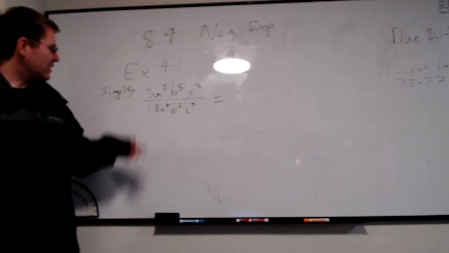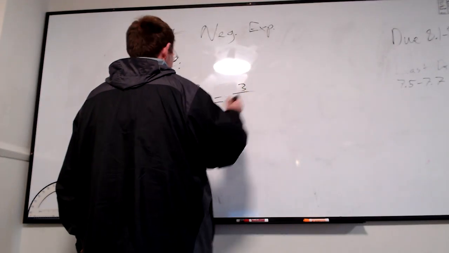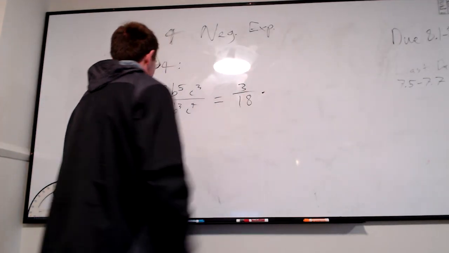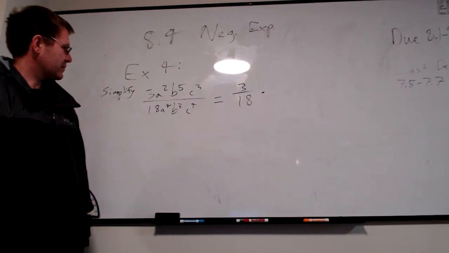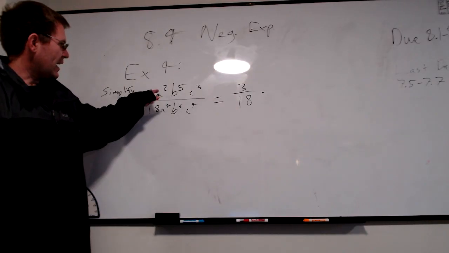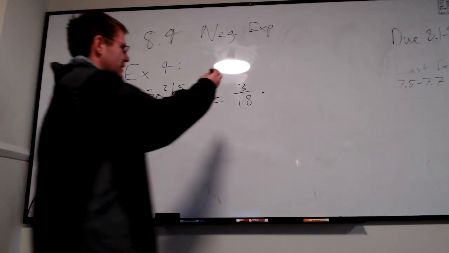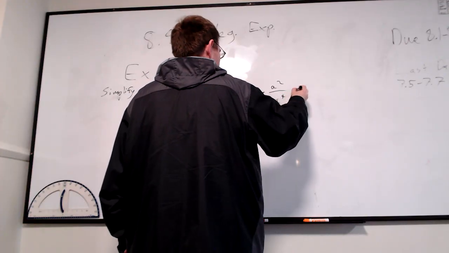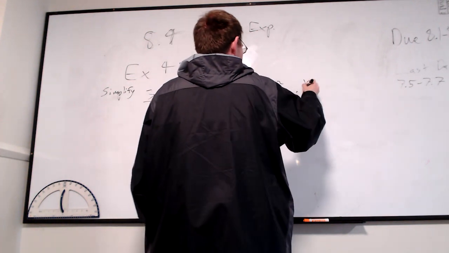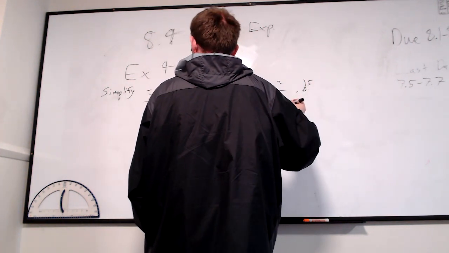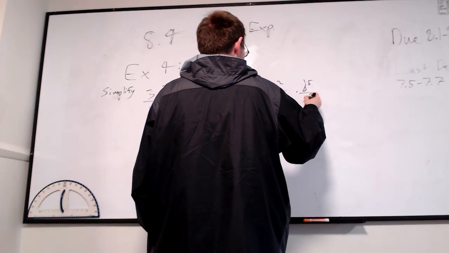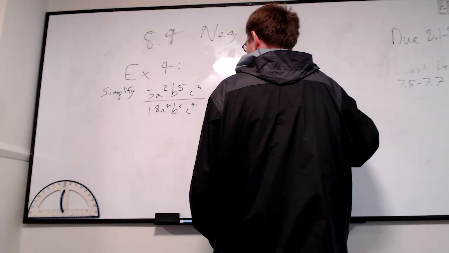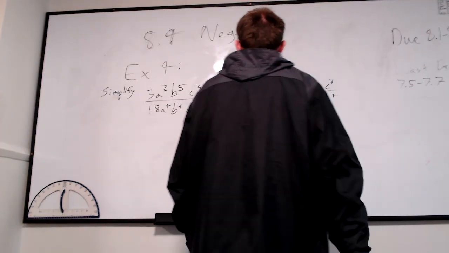So we've basically got 3 over what, times A to the second power over A to the fourth power, right? So that's A to the second over A to the fourth, times B to the fifth over B to the third, times C to the third over C to the fourth.